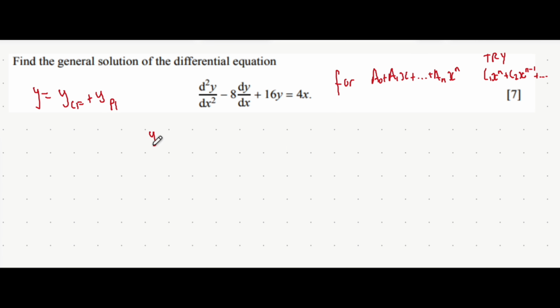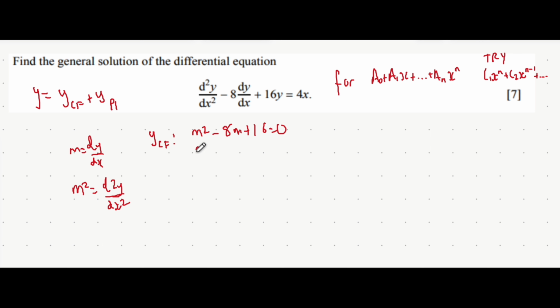Let's first break down the complementary function. In order to do that, we need to form an auxiliary equation where we make m equal to dy dx. If that's the case, then m squared would be the second differential of y, so that's d squared y over dx squared. Replacing this equation with the auxiliary equation, we get m squared minus 8m plus 16 is all equal to 0. You always make the right hand side equal 0 for an auxiliary equation.